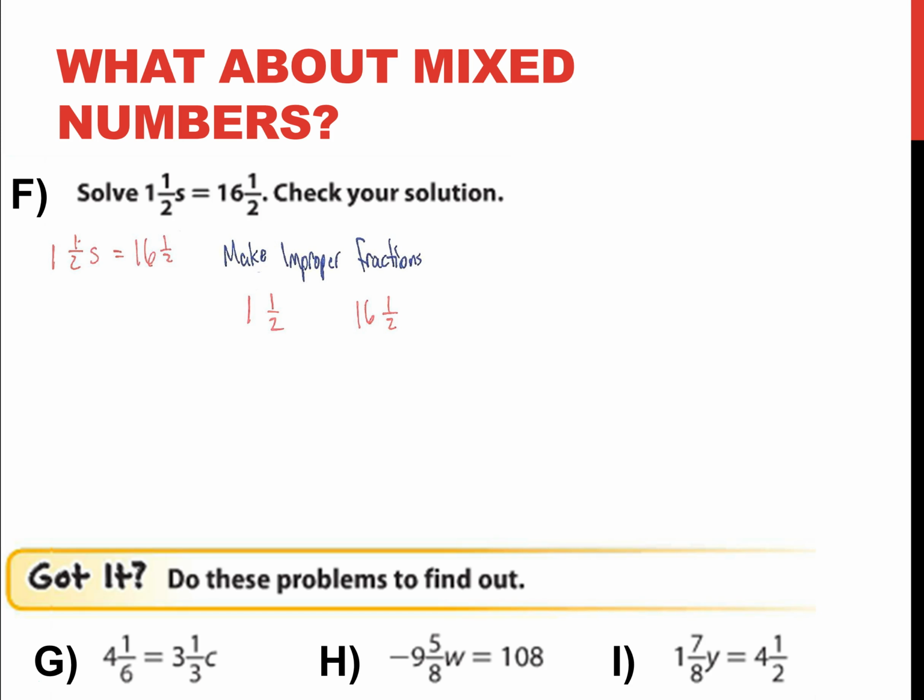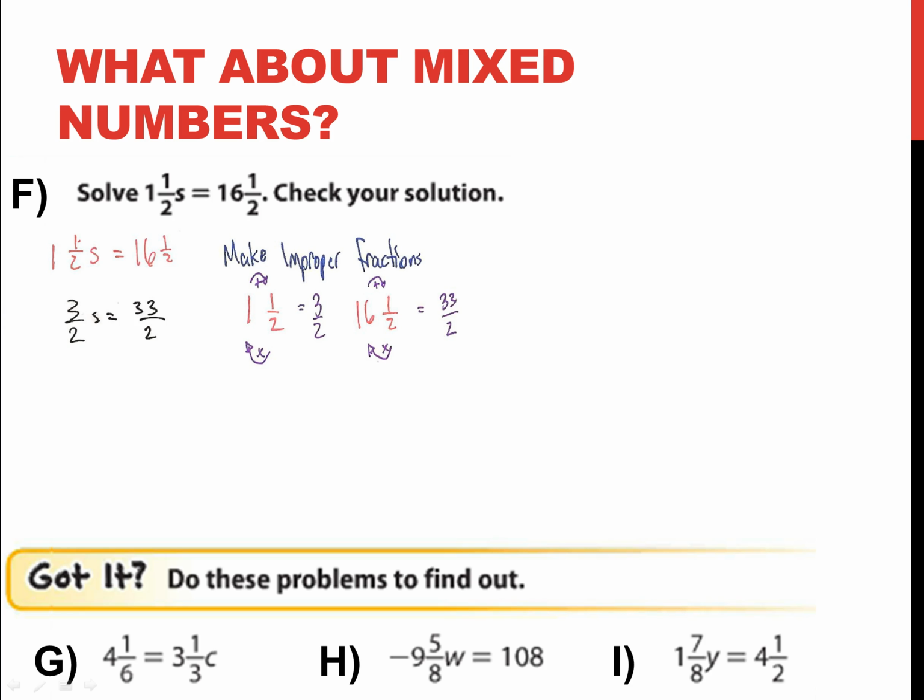So 1 and 1/2. The 2 is the denominator of the fraction 1/2. I'm going to multiply 2 times 1, and then add the 1 to that answer, 2. That gives me 3 over 2. The exact same thing is what I'm going to do with 16 and 1/2. 2 times 16 is 32, and 32 plus 1 is equal to 33 over 2. Now, the next step is to rewrite my original problem with my improper fractions. So I have 3/2 times s is equal to 33/2.